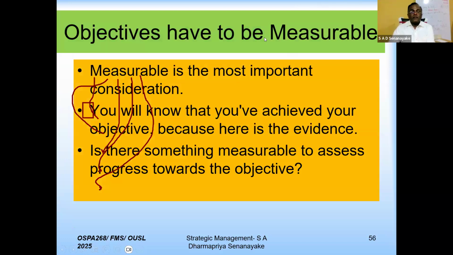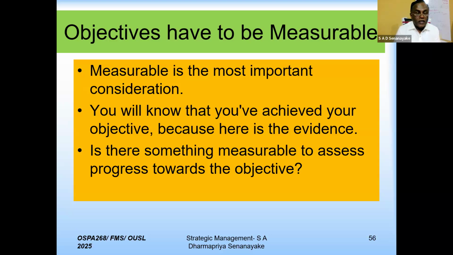So objectives have to be measurable. No doubt about it. You can understand it. Okay, it's very important, because at the end of the day it gives a lot of facilities for controls and various other things. In assessing or evaluating the performance of an organization, objectives are really important. Why? Evidence: how we have achieved, what we have achieved. It's there. Measurable.